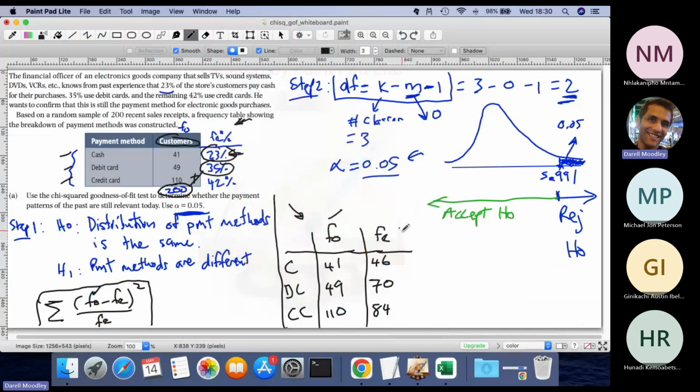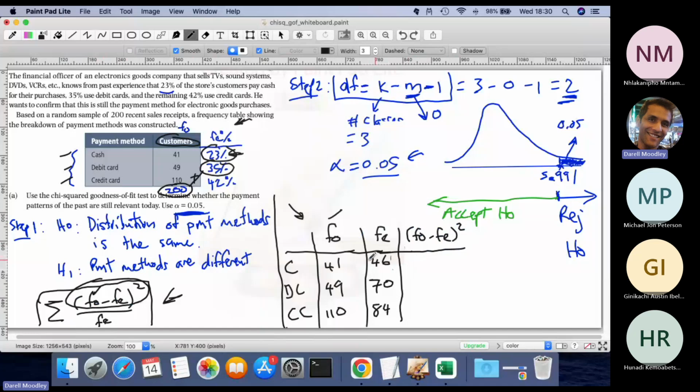All right, so we got our FE. So you've got F0 and FE, and what you're trying to do is compute this formula that I have here. You could do it in one step and just do it in the next column. It's up to you, but I'm going to break it down into steps. I'm going to get the numerator first, so it's going to be F0 minus FE all squared.